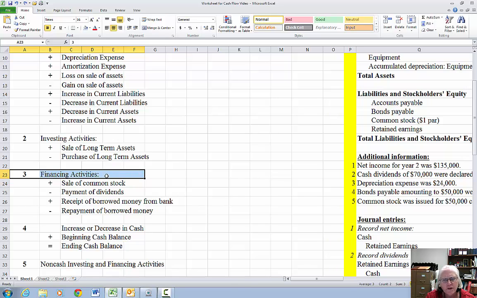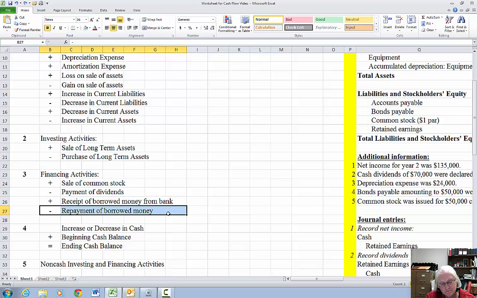So think about how you finance your company. It's usually either with debt or with equity. So if it's equity, you sold some common stock to raise cash, or you paid dividends and that used cash. If you borrowed money from the bank, that gives you cash. If you repay that borrowed money, then it uses cash. It's not rocket science. It's fairly straightforward. You just have to translate the language in the problem to what you understand.